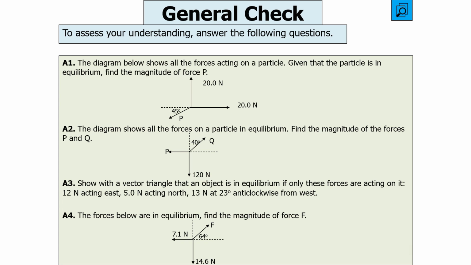Then secondly, the diagram shows all the forces on the particle in equilibrium. Find the magnitude of the forces P and Q. Then thirdly, show with a vector triangle that an object is in equilibrium if only these forces act upon it.